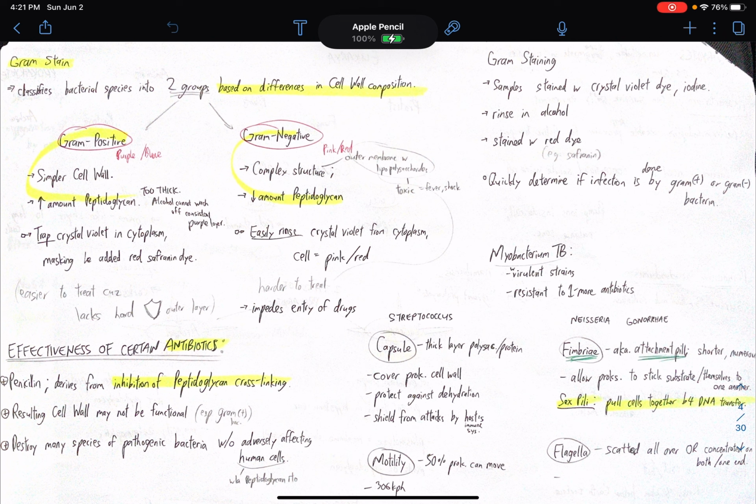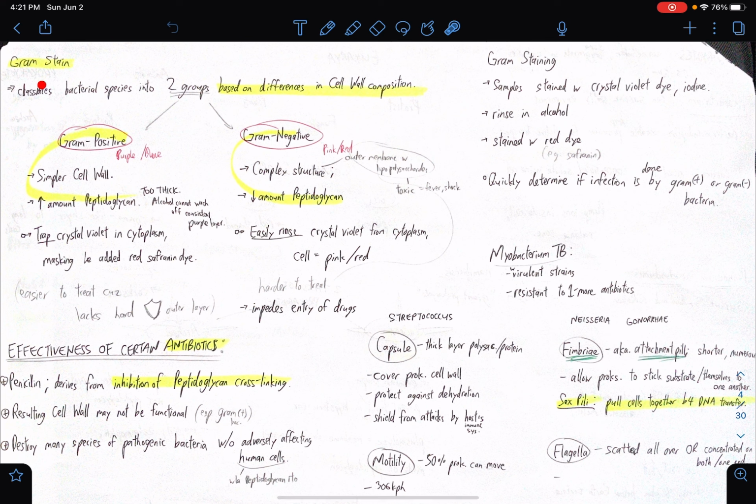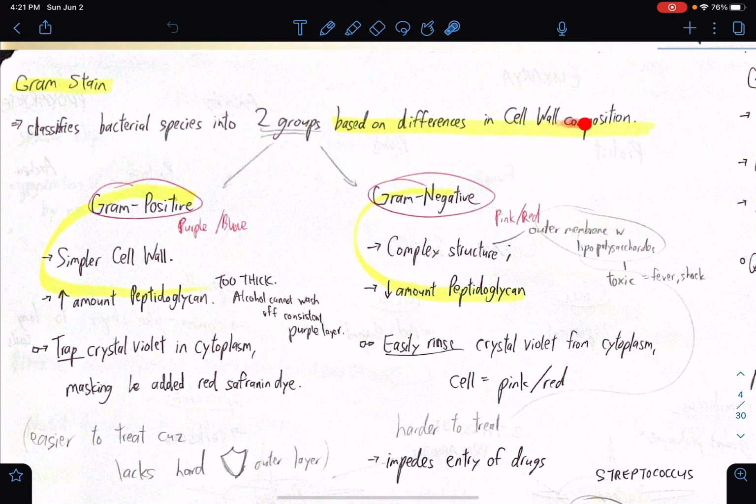Okay. Gram staining. It classifies bacterial species into two groups based on the differences, particularly in the cell wall composition. So this is an important detail. The cell wall composition is different for the two groups. For gram positive, the cell wall is simpler. For gram negative, the structure is more complex.